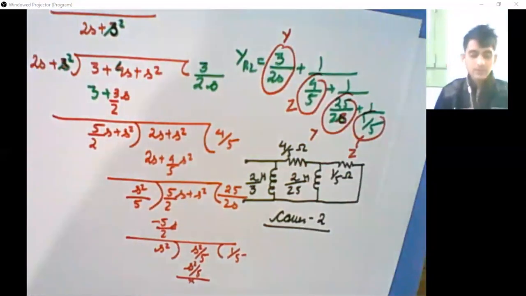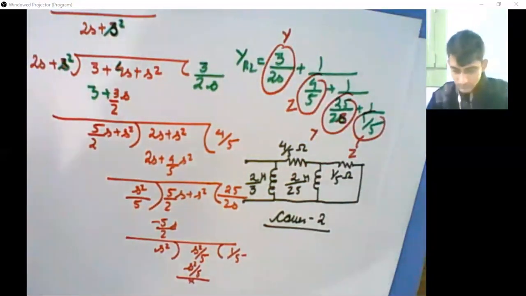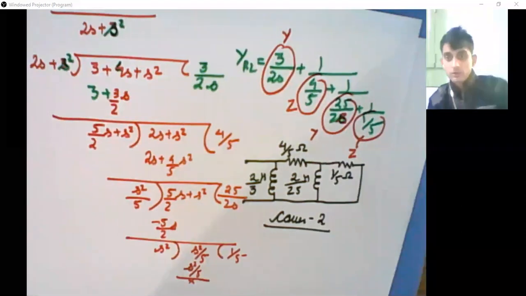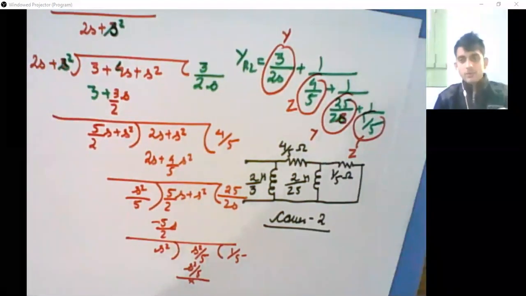Okay, this is Cauer 2 form. So now we have done both Cauer 1 form and Cauer 2 form.